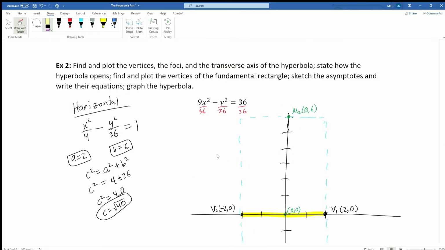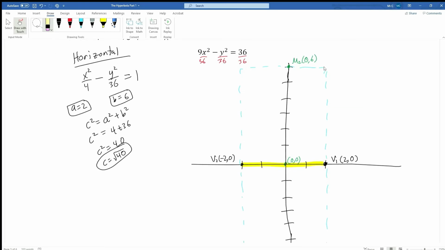Alright, so that's our fundamental rectangle. Let's sketch the asymptotes. They're just going to go through the corners of the rectangle and the center of the graph, or center of the plane, I should say.